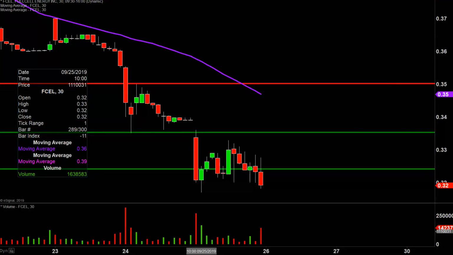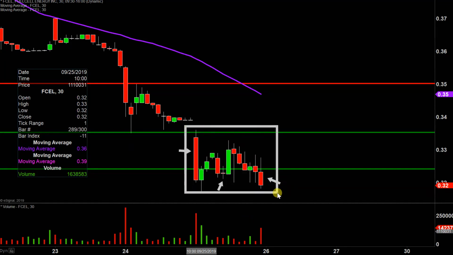Real quick, what do I mean by 30-minute, in case maybe you're new to charts? Instead of each one of these candlesticks representing 1 day's worth of price action, which is what you would normally see, each one represents 30 minutes. So while this may look like several days' worth of time, it's actually today's price action broken down into 30-minute time slices.